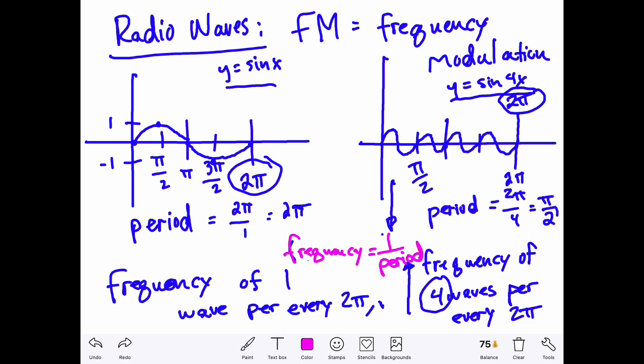And that makes sense because it has that quality of y equals a over x, which remember they have an inverse relationship. So when my period shrunk from 2 pi to pi halves, in other words, it went down, the frequency went from 1 wave to 4 waves. It went up. Okay? So the shorter the period, the higher the frequency. The longer the period, the lower the frequency.